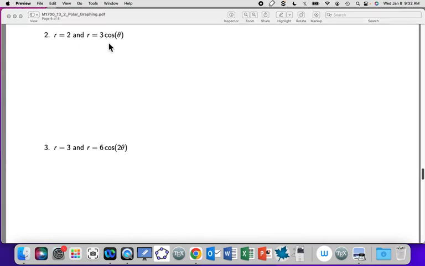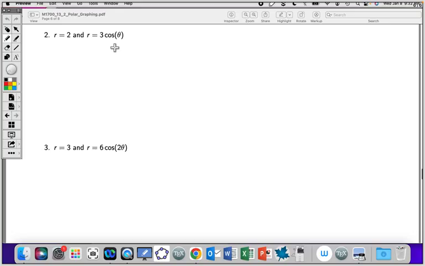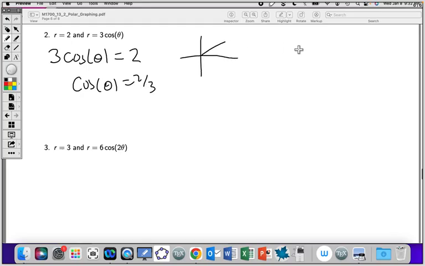All right, let's take a look at the next one here. r equals 2 and r equals 3 cosine of theta. Once again, we can set the r's equal to each other. Cosine of theta is 2/3. Now that's not one of the common angles we know, but inverse cosine of 2/3 is a perfectly reasonable angle here.